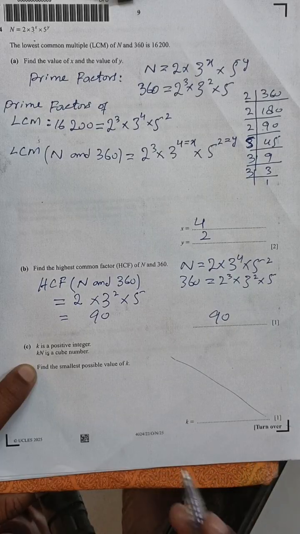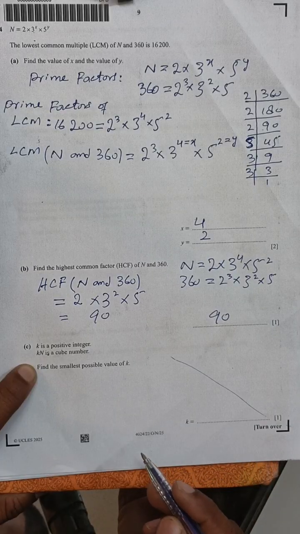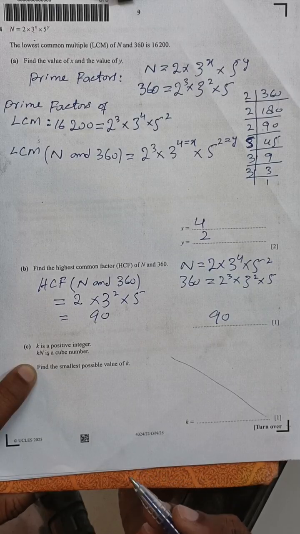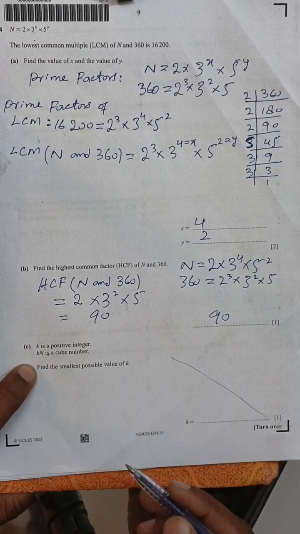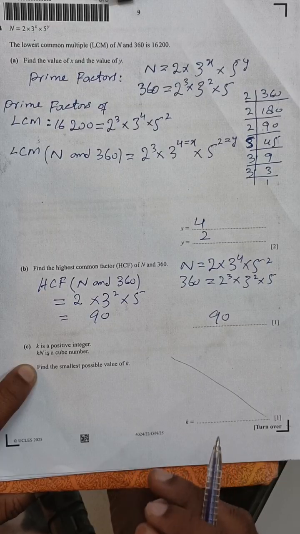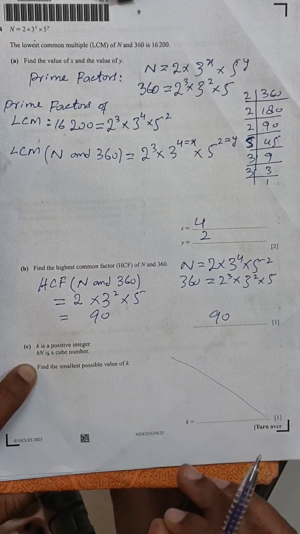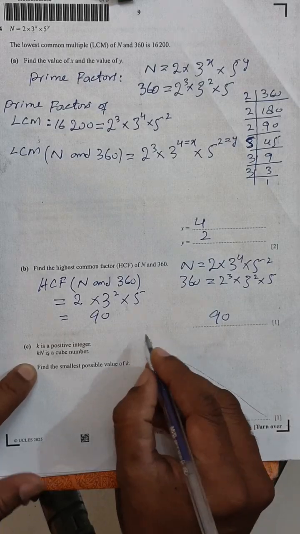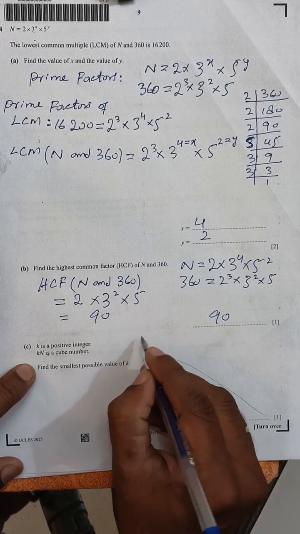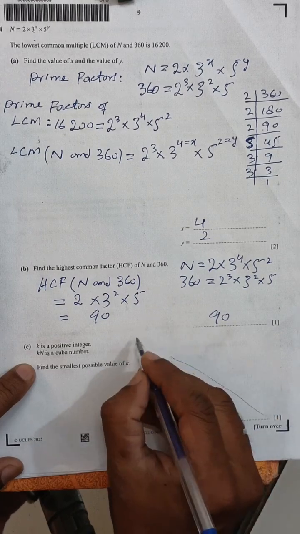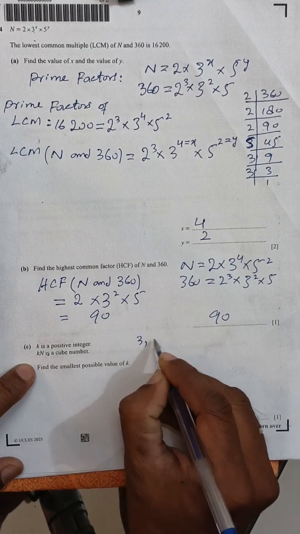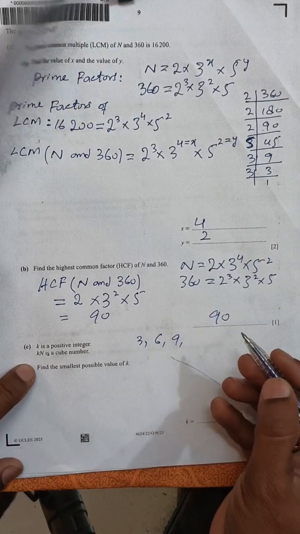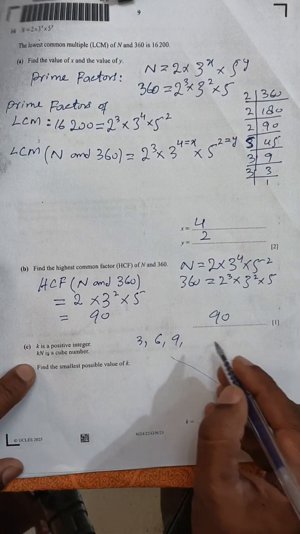Clear? What are the multiples of 3? Multiples of 3 are 3, 6, 9, 12, 15. You have to make a cube number. So, I am writing here, multiples of 3. First of all, look, what are the multiples of 3? 3, 6, 9, 15. Okay, these are the multiples of 3.